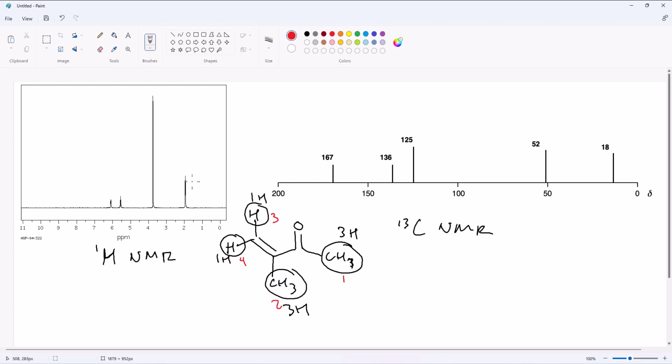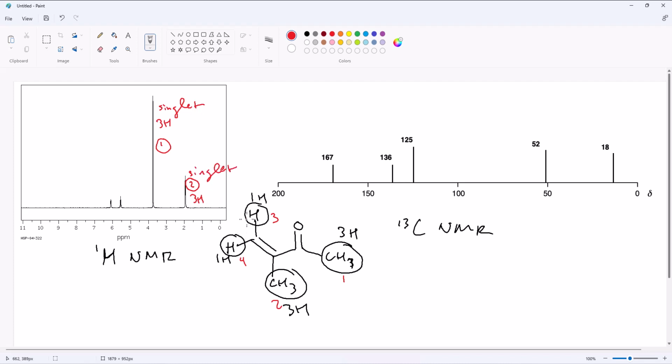So I would call this one number 2. The splitting I would expect here, there's nothing next to it, so it should be a singlet. And as we can see, this is indeed a singlet. So this is going to be a 3H singlet. The next I would expect is going to be this CH3 that's right next to a carbonyl group. So I would call this number 1. There are no hydrogens next to it, so this is also going to be a singlet. So this is a 3H singlet we see. So this is a singlet. This is a singlet.